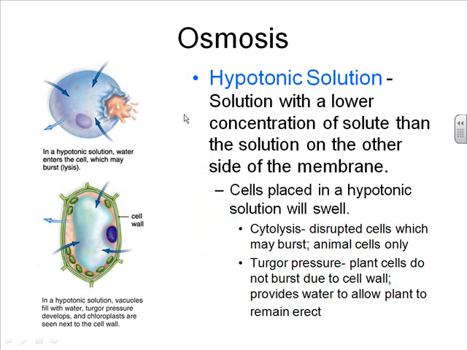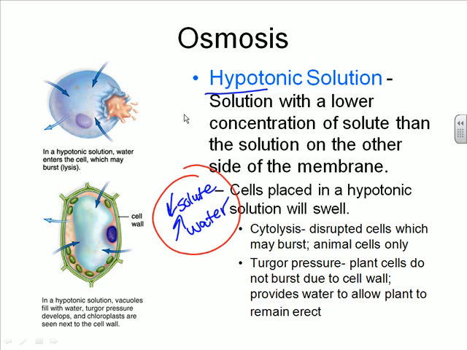Why? Because the solution that I put it in had low solute, hypotonic, and high water. So when my cell gets dropped in here, my cell is going to gain this water. It's going to cause the cell to swell up. Now for an animal cell, that can be dangerous. They can burst. We call it lysis. They can burst because we just have a plasma membrane, and the plasma membrane can get stretched beyond normal limits until the point that it ruptures.